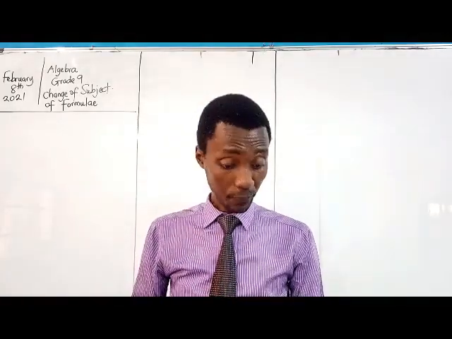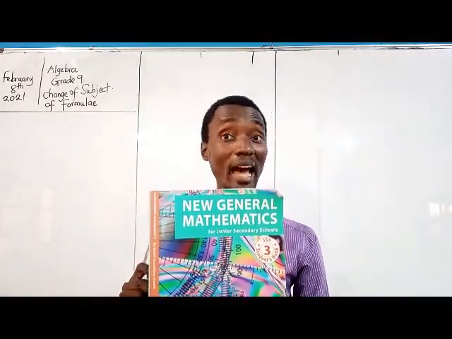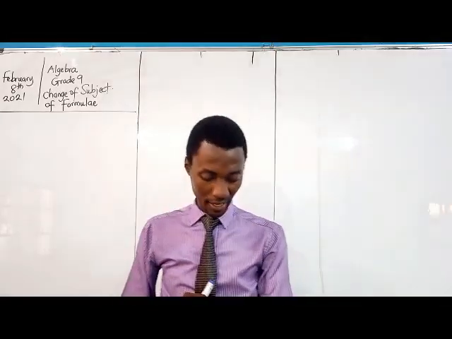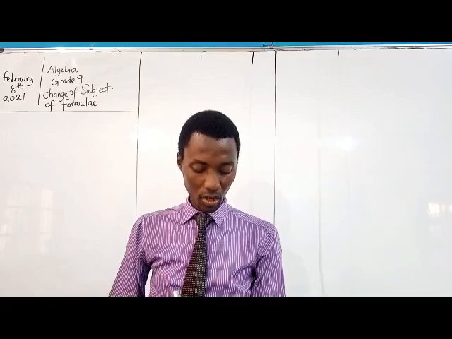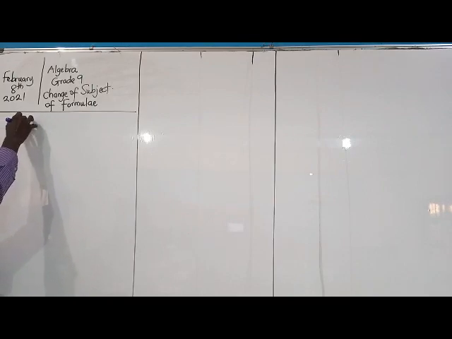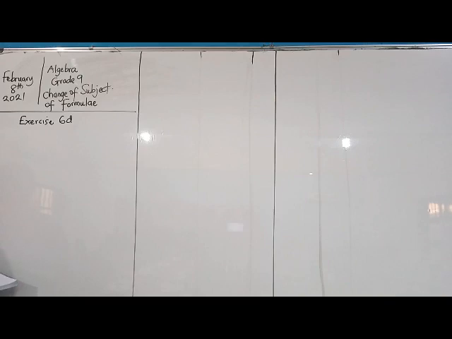So let's go straight away. Our textbook of reference remains the New General Mathematics for grade 9 or JS3, and we are on page 54 of our textbook, looking at exercise 6D, question number 16. Let's hit the road. So we look at exercise 6D, and then we'll start off with question 16.